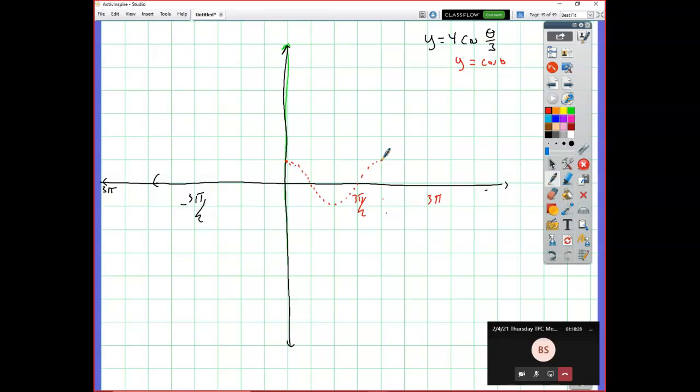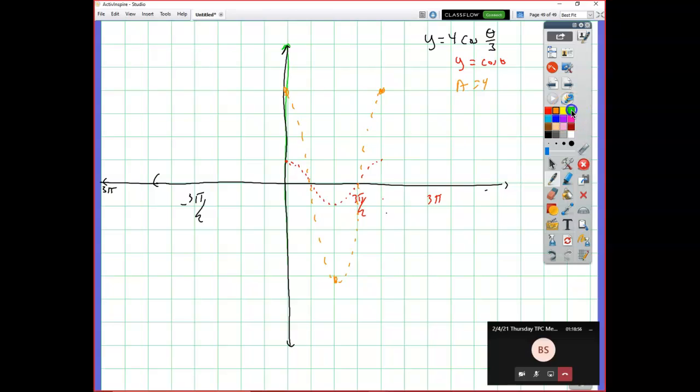All right. What I'm going to do, because I got a 4, the amplitude is going to be 4. So that means I'm going to go up 4. 1, 2, 3, 4. Bottom is going to be at negative 4. 1, 2, 3, 4. Back up to 4. The zeros remain the same. Good so far? All right. Now the parts that you were dreading.